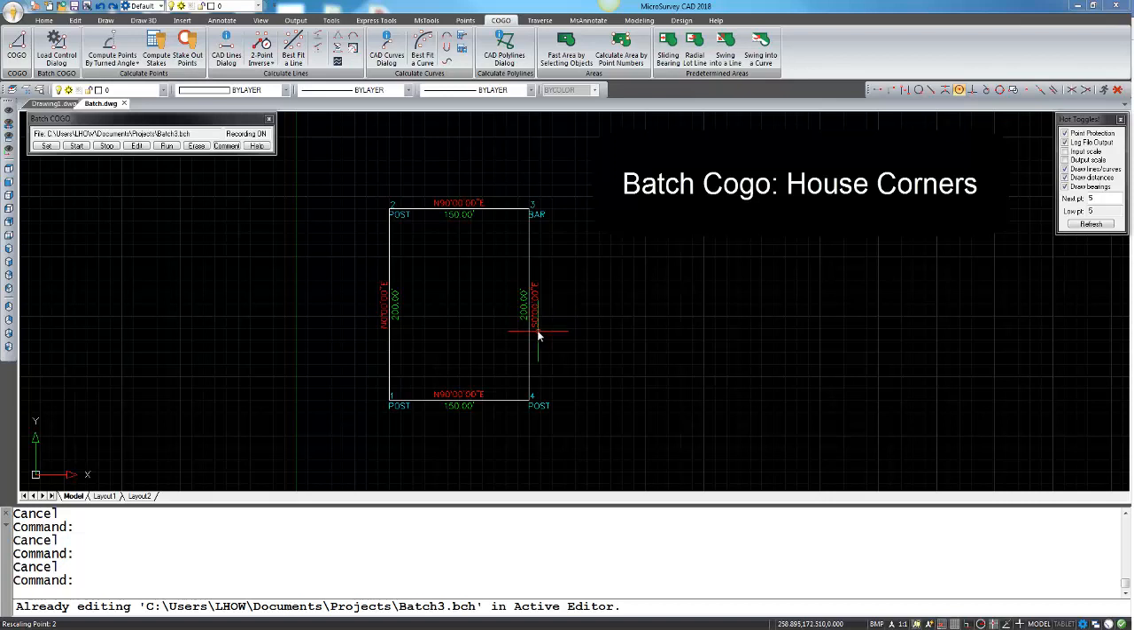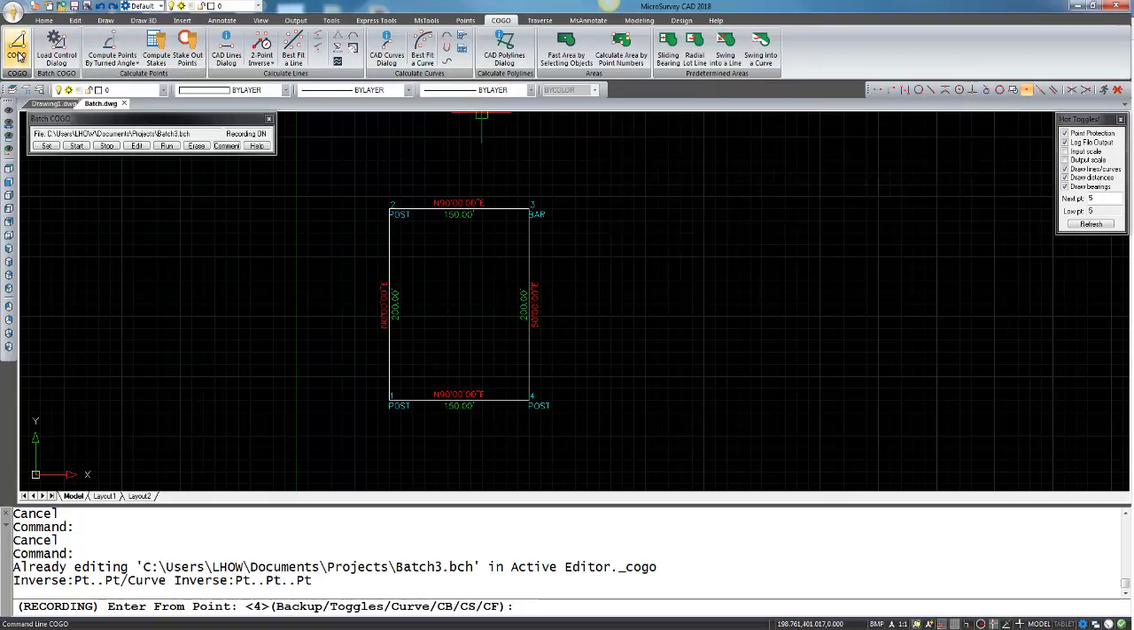Continuing on with this lot, I'm just going to reactivate COGO, and recording is still turned on. I'm also going to turn off the toggle to draw lines and curves, because now what I'd like to do is place some house corners from swing ties off of the property lines.